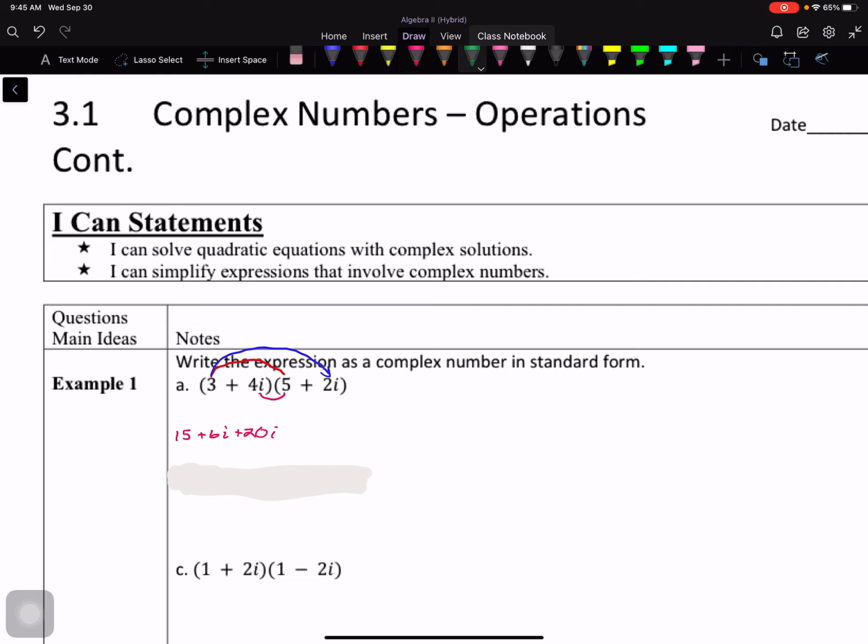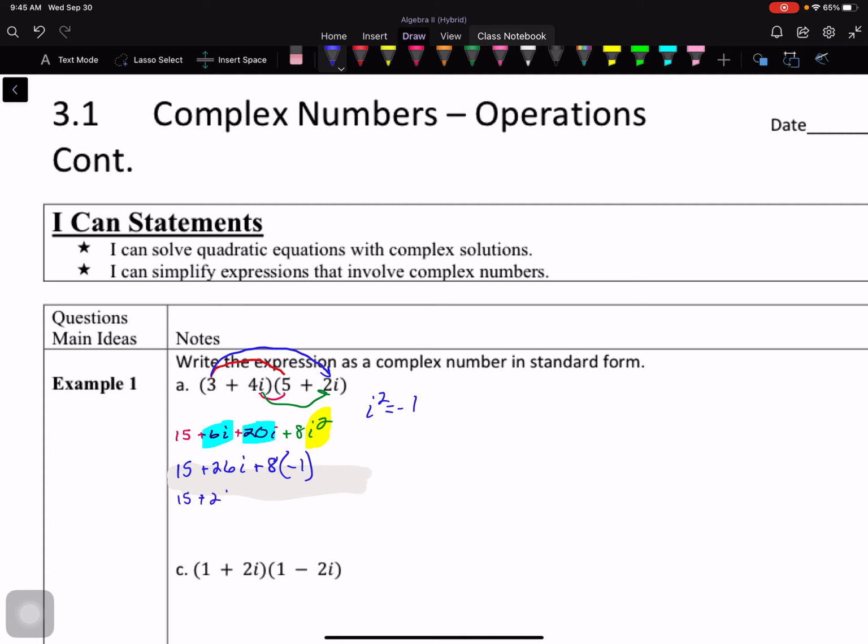And what do we have here? 4i times 2i is plus 8i squared. All right, so now we just have to combine like terms, and again, we're going to have to take care of this i squared business, but first, I'm going to combine these two in the middle. So 15 plus 26i plus 8 times, and at the same time, I'm going to change i squared to -1.